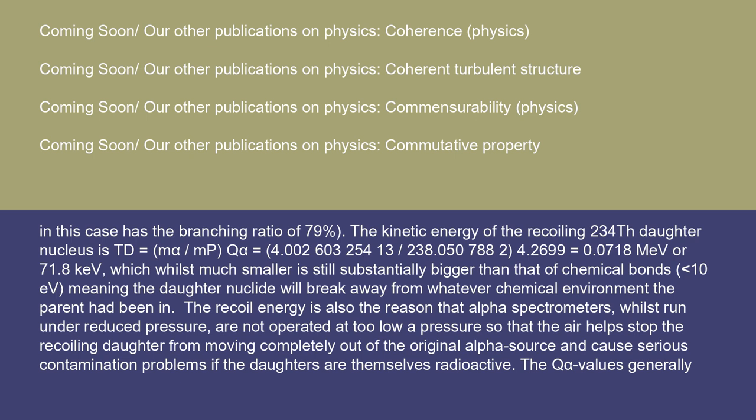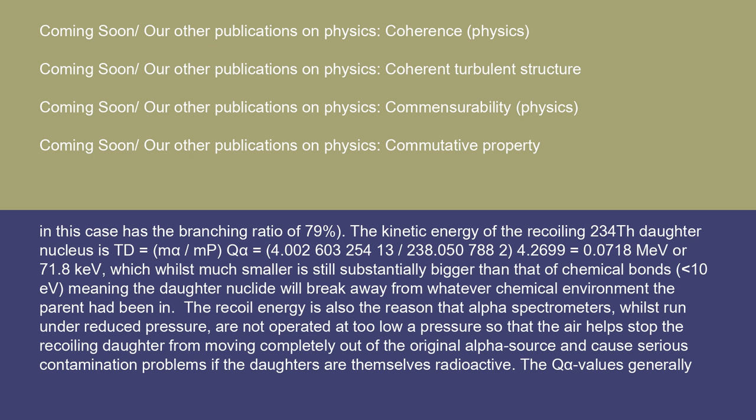The kinetic energy of the recoiling thorium-234 daughter nucleus is T_D equals M alpha over M_P times Q alpha, which equals 4.002603 over 238.050788 times 4.2699, which is equal to 0.0718 MeV, or 71.8 keV. Whilst much smaller, this is still substantially bigger than that of chemical bonds, less than 10 eV, meaning the daughter nuclide will break away from whatever chemical environment the parent had been in.